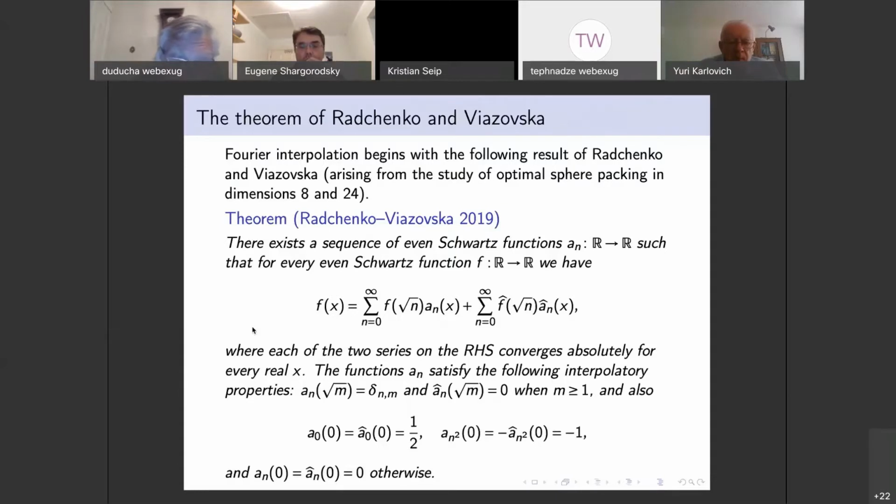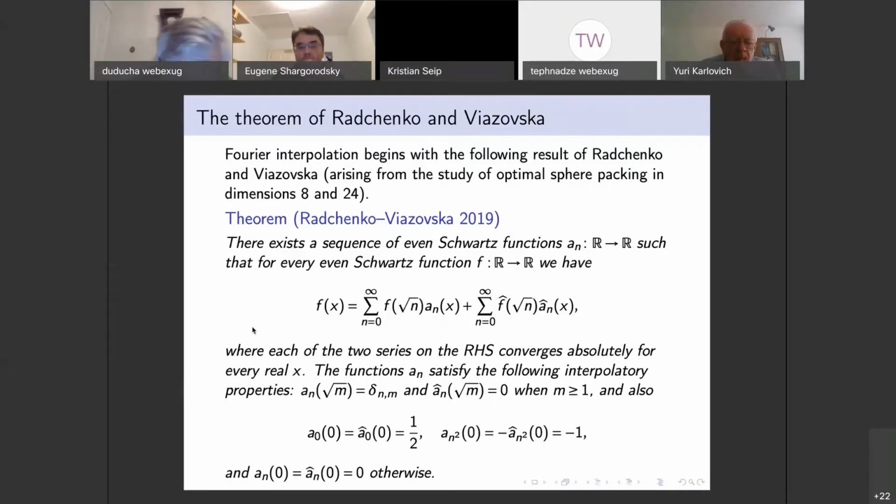Essentially, they are at the square root m's. They are either 1 at square root m and 0 otherwise. Sorry, that's the n, yes. Well, it's written there, so it's clear enough.